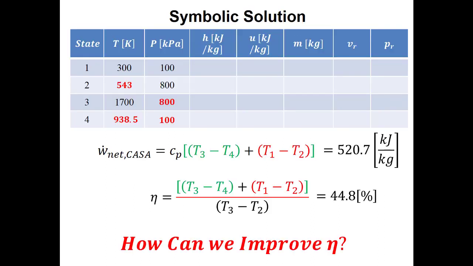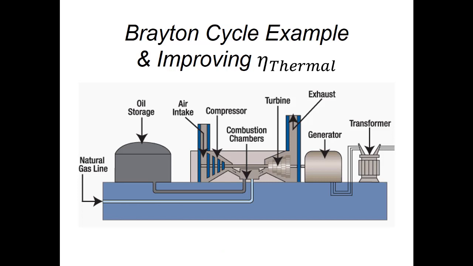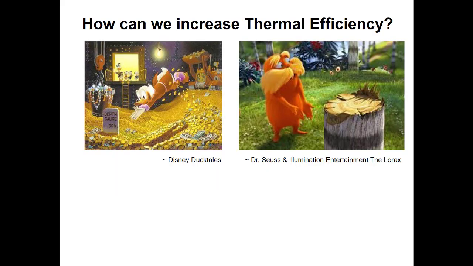We did a brief example last class where we went through a four-component ideal Brayton cycle, and we found that the net power in that case was 520.7 kilojoules per kilogram, and we had a thermal efficiency of 44.8 through this ideal cycle. So now you may be asking, can we improve this thermal efficiency? So that's what we're going to look at today. What are some strategies we can use to improve thermal efficiency of Brayton cycles?